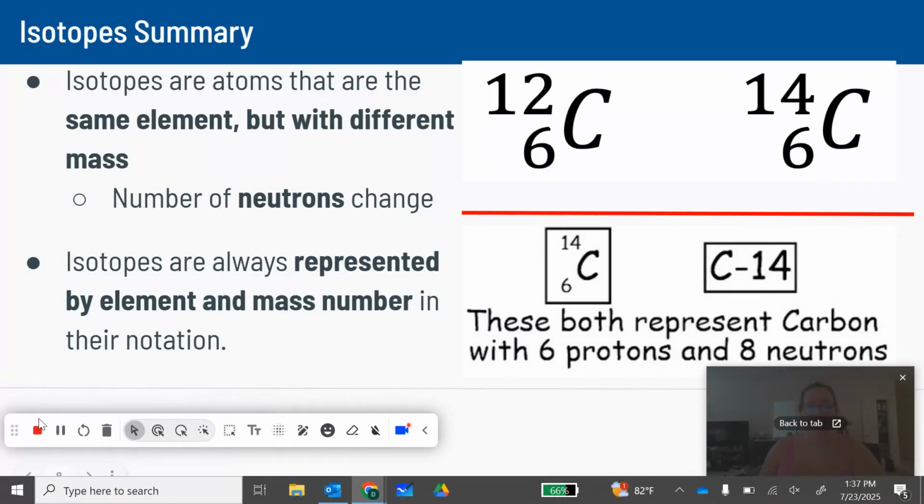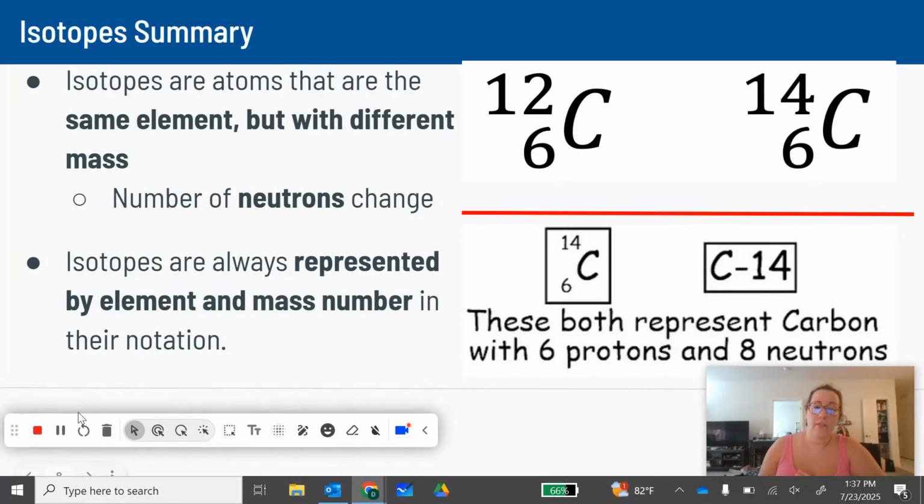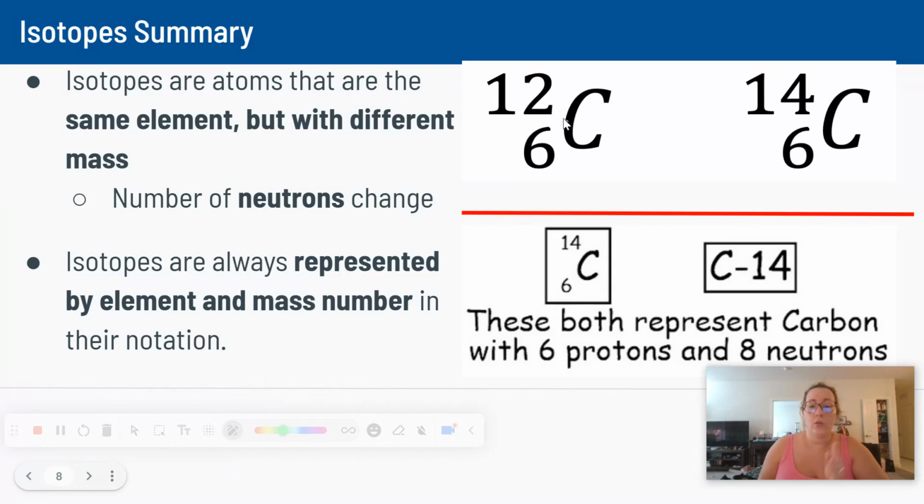So just a quick summary before you go. Isotopes are atoms that have the same element but with different mass numbers, and that's because your number of neutrons change. So looking at the top, we have two isotopes of carbon that we saw from example number 1. Same element, same atomic number, but different mass numbers. And then when you are writing the names of isotopes or the notation for isotopes, they're always represented by the element, so either the symbol or the name, like they are here, and the mass number, because the mass number is what is different about them.